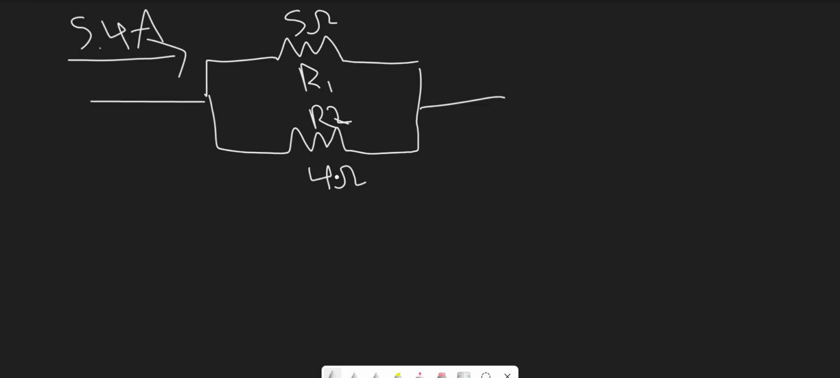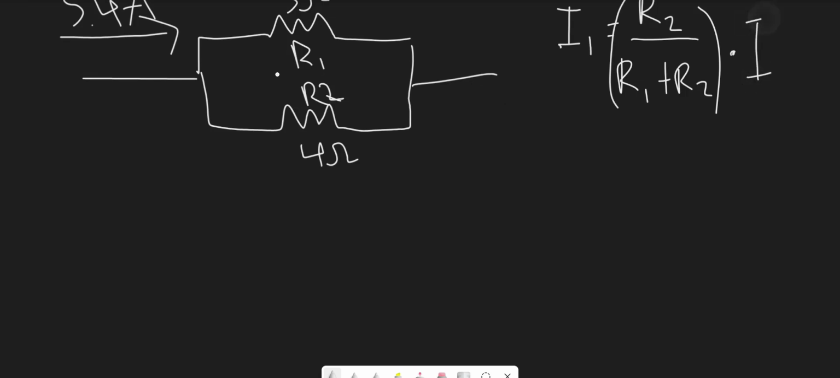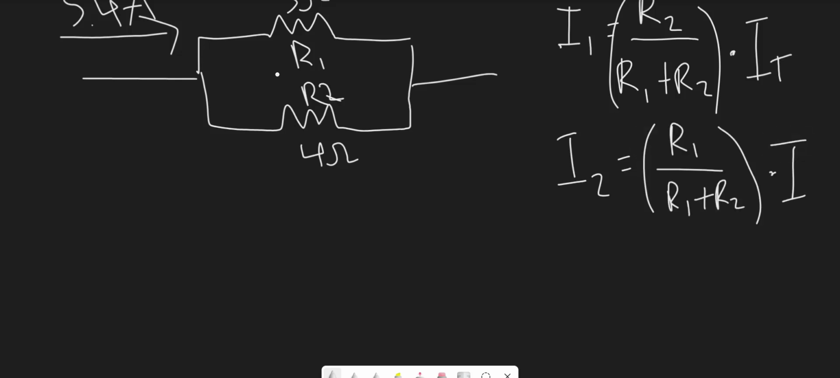So to find I1, which is the current flowing through R1, we have to use the formula R2, which is the other resistor, over the sum of R1 plus R2, and then once we have this quotient, we want to multiply it by the total current, which is I. And to find I2, it's basically the same as I1, except replace the numerator with R1. And once again, we're going to multiply it by the total current.